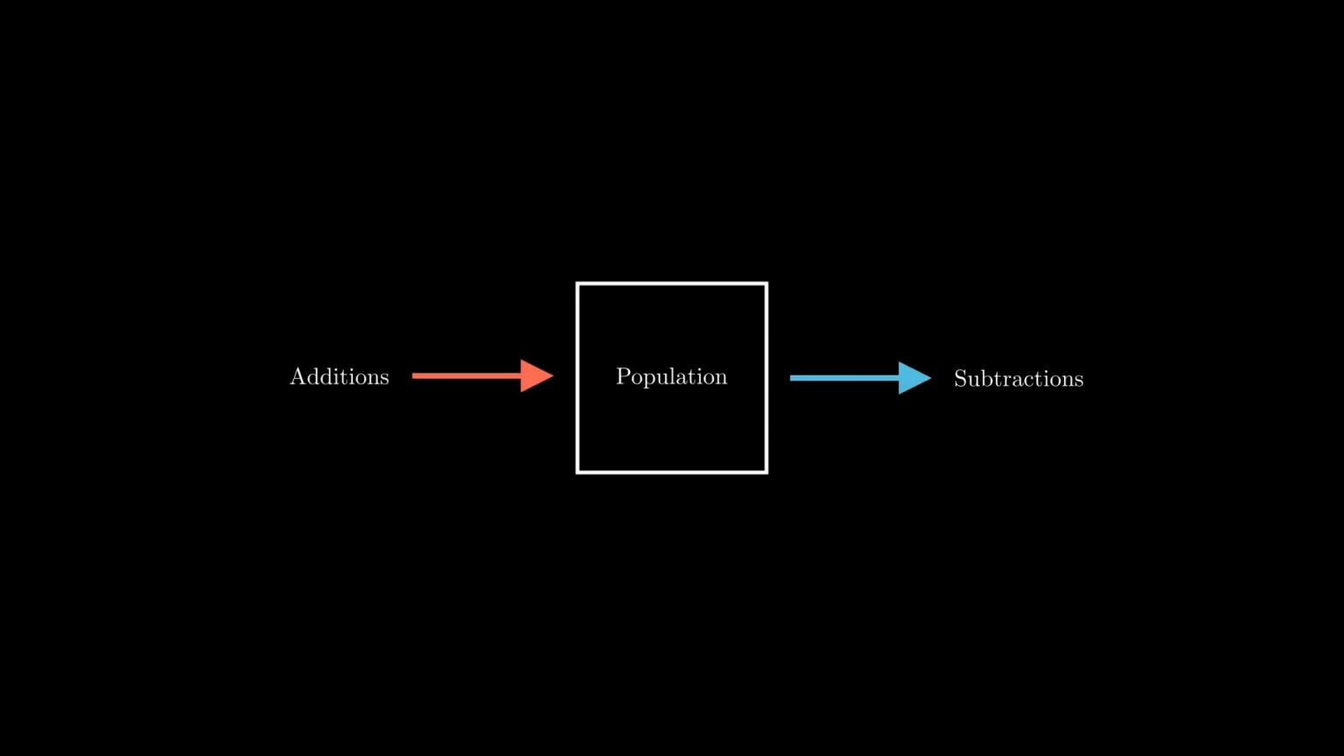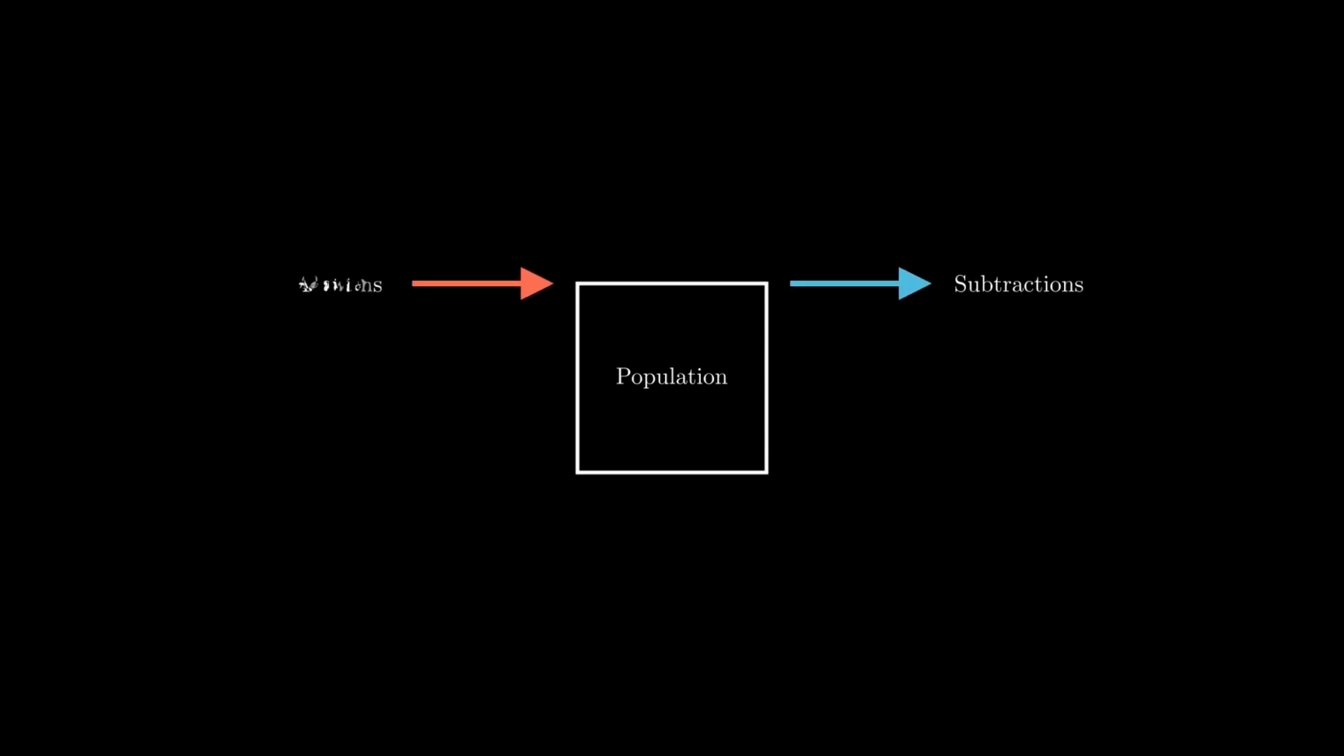Pause the video here and think what arrows need to exist. For modeling population, there is a fairly clear list of how the model can be changed. Population increases when new members of the population are born or migrate into the population. Population decreases when members of the population die or move out.